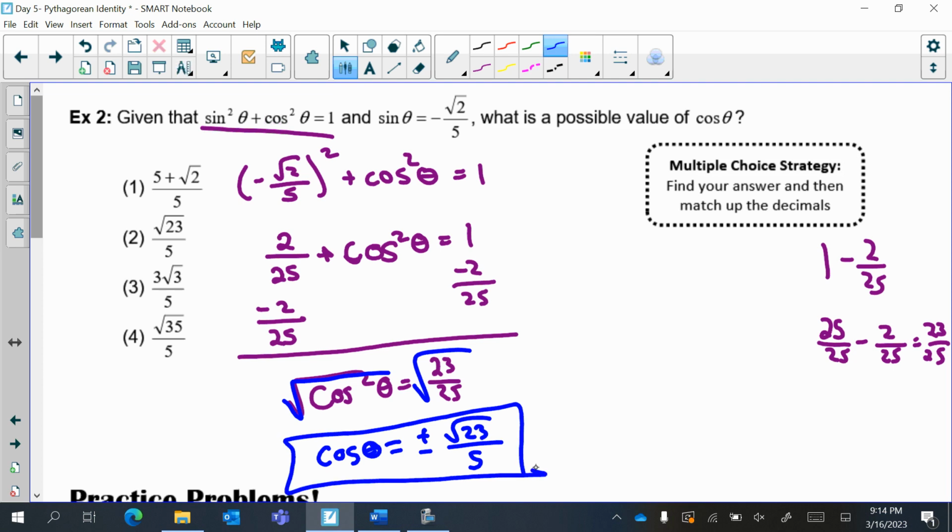We actually don't know what quadrant we're in because they didn't give us any additional information. So we're kind of just stuck at this answer. But they're not asking what are the values of cosine. They're just asking for a possible value. A possible value is positive, and the other possible value is negative. So just choose whichever one they give you. They're giving you the positive version.